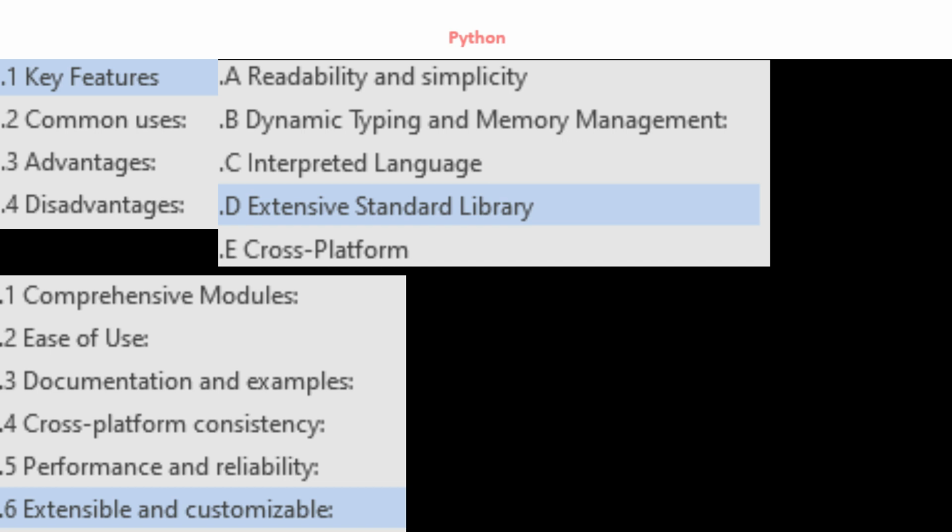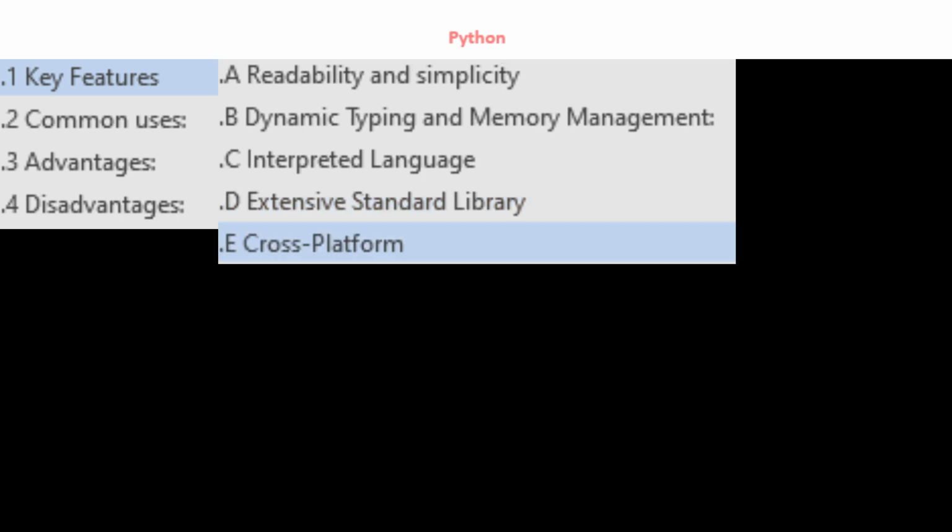Modules in the standard library are designed to be modular, allowing developers to use only the components they need. Example: the collections module provides various specialized data structures like deque and namedtuple, which can be used independently. Cross-platform. Python is cross-platform and runs on various operating systems, including Windows, macOS, and Linux.